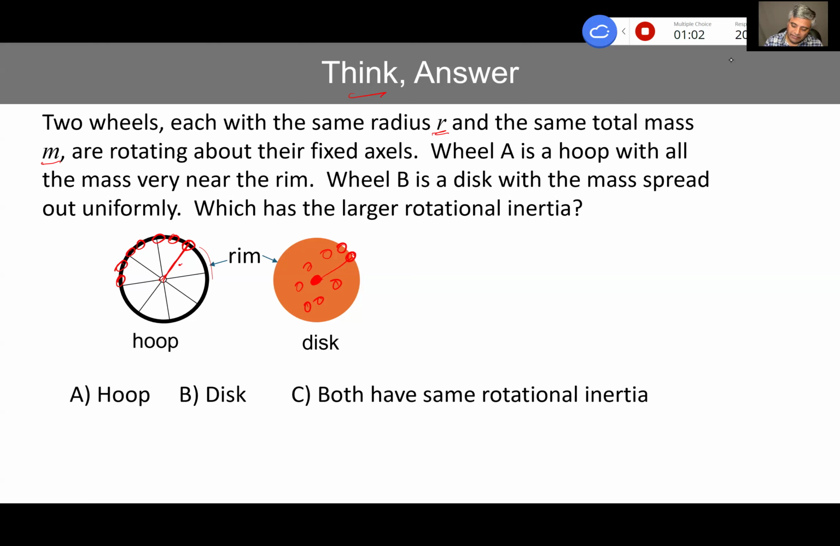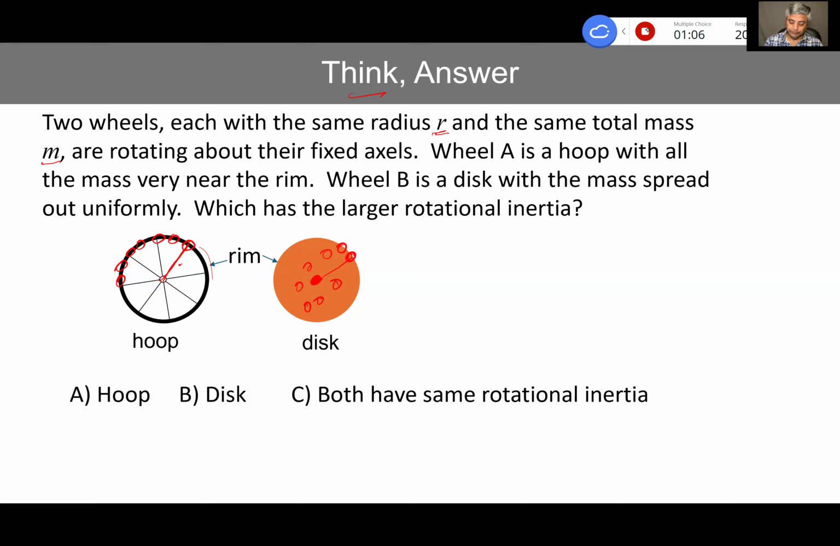Five more seconds. 5, 4, 3, 2, 1, and it stops. Let's see what we got. So which has larger? We are looking for the larger one. So hoop. So that is the correct answer.